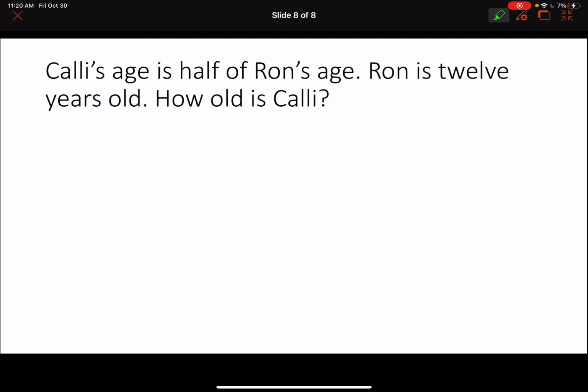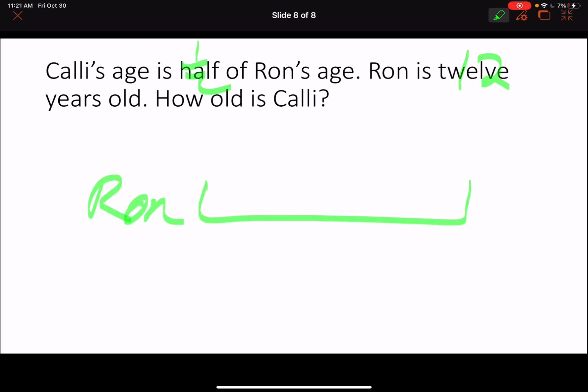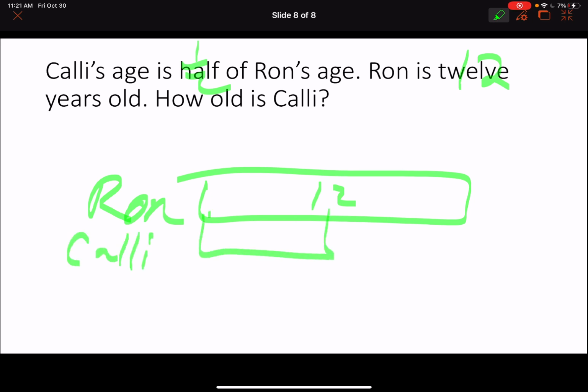So if I was going to change this, Callie's age is half of Ron's age. Ron is 12 years old. So if Ron is 12 years old and Callie is half of Ron's age, how old is Callie? I would go 12 divided by 2 is equal to 6. And Callie is 6 years old.